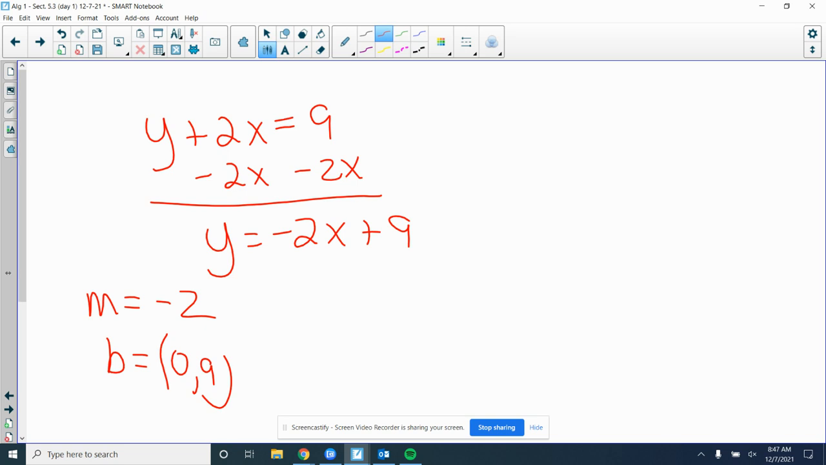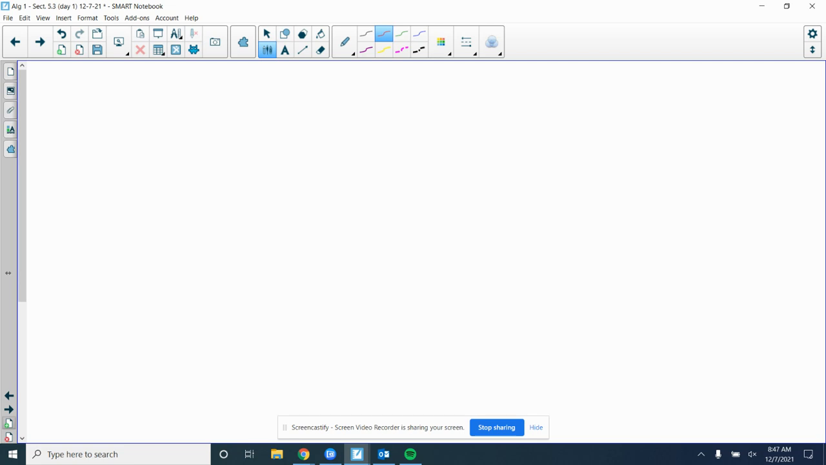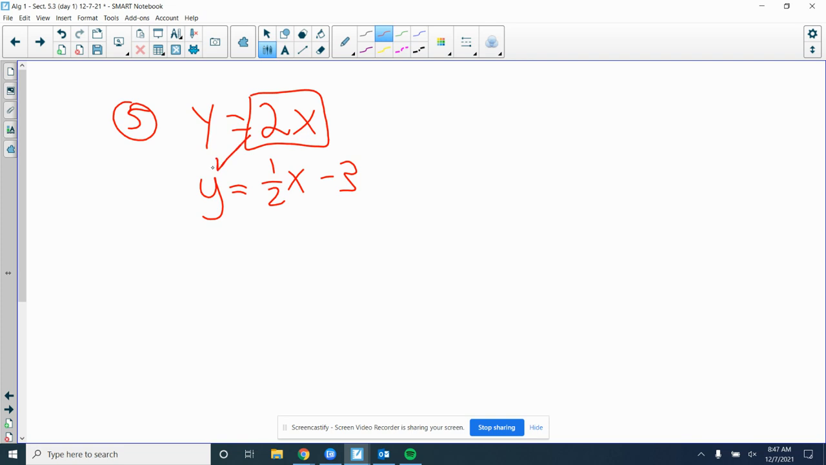Now, do you guys want to see 5 or 7 worked out? That's where we had to do some elimination work. 5 or 7. 5? Okay, so number 5. We had y equals 2x, and the other one was what? y equals 1/2 x minus 3.